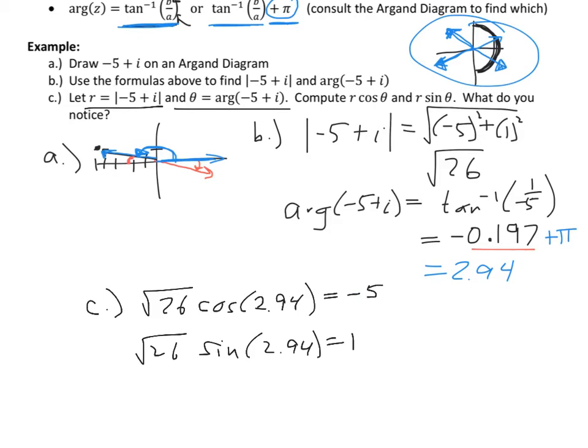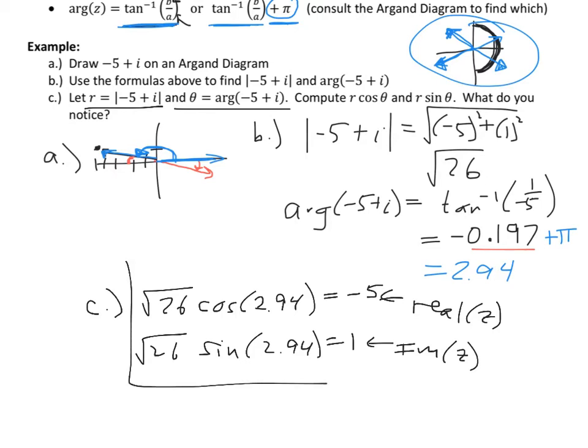And what's amazing is this right here is literally the real part of z, and this is the imaginary part of z. So we're going to use these ideas of r cosine theta and r sine theta to come up with a notation that we can use for this polar form. By the way, the numbers that you got here might not have been exactly these, especially if you were using the rounded off values. If you use the value stored in your calculator, it should be much closer.